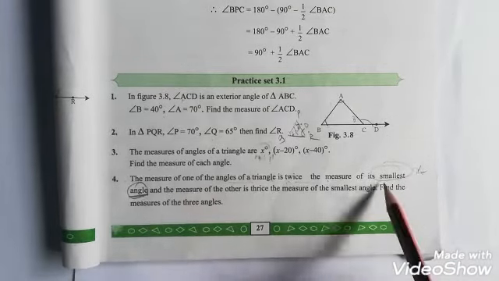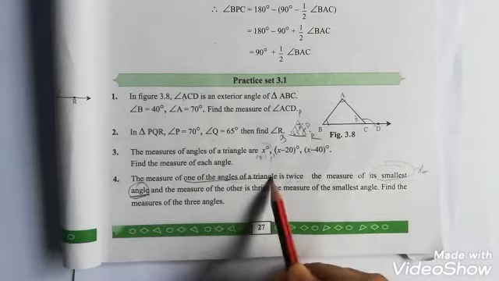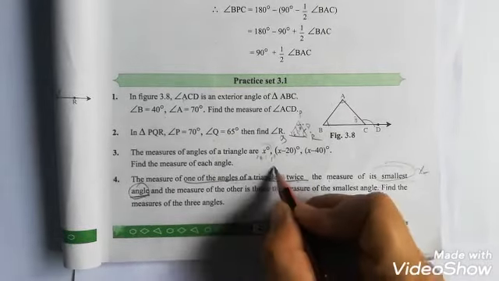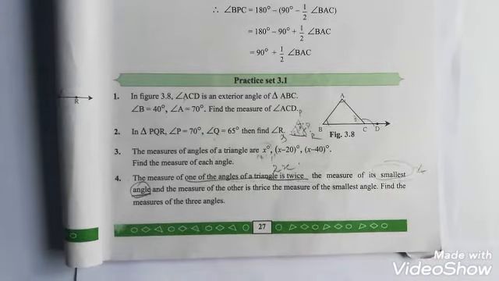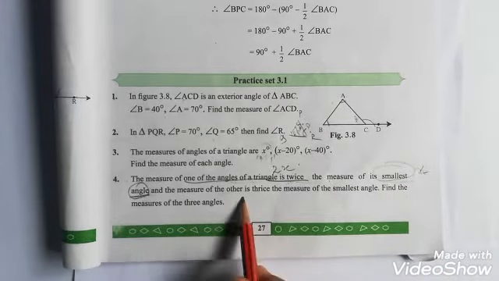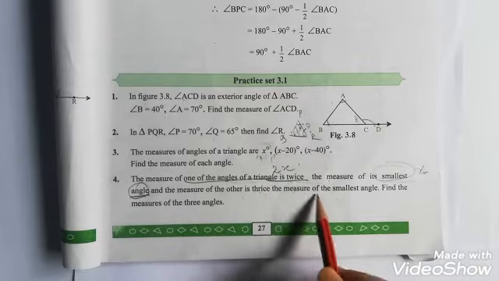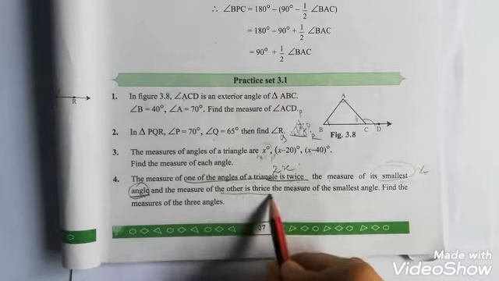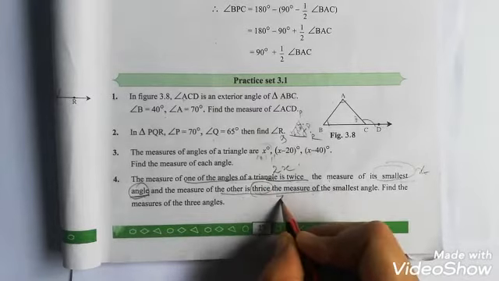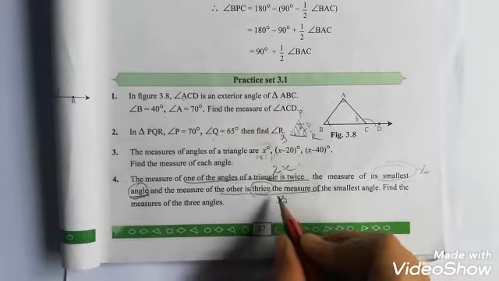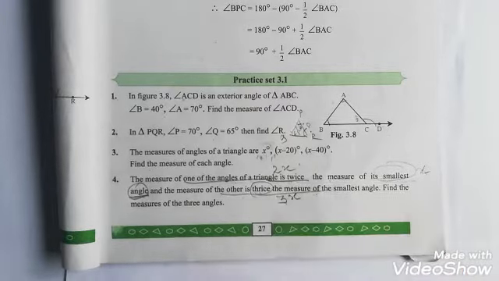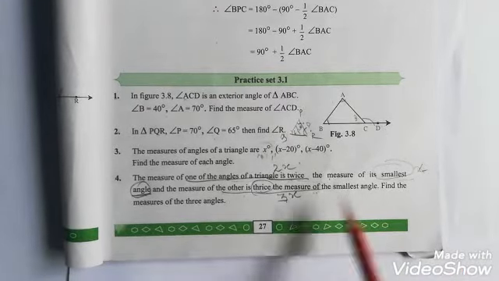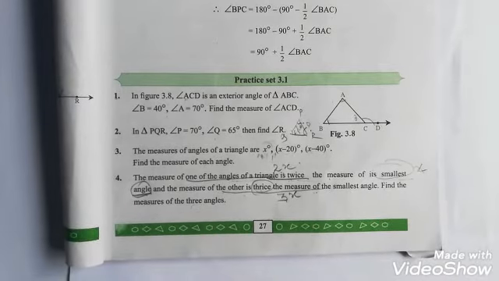So if this is x, then the measure of one angle is twice, which means 2 times x. And the measure of the other angle is thrice the measure of the smallest angle. Thrice means 3 times. 3 times the measure of the smallest angle, which is x, is 3x. So find the measure of all the 3 angles.